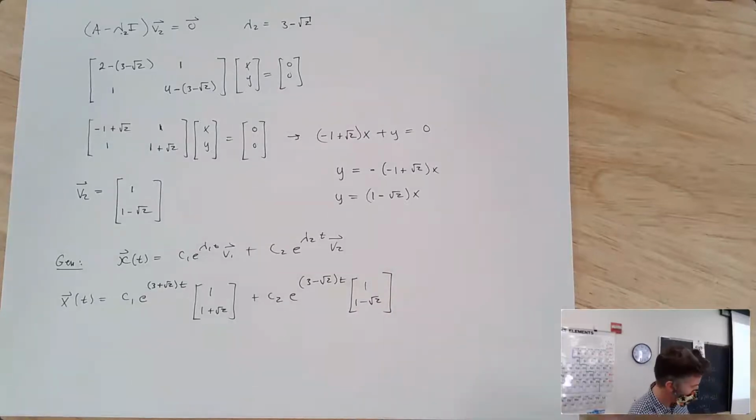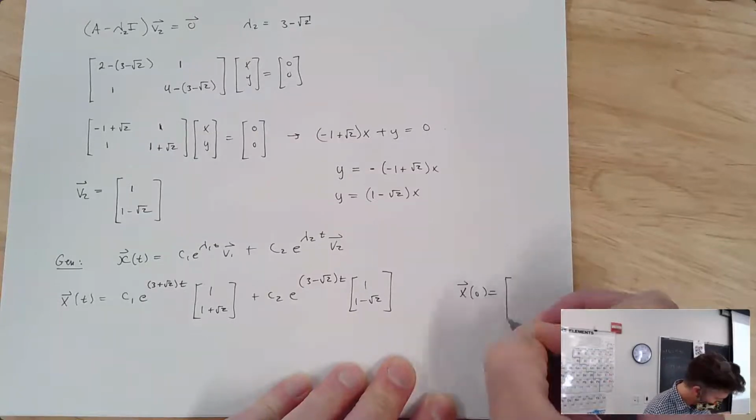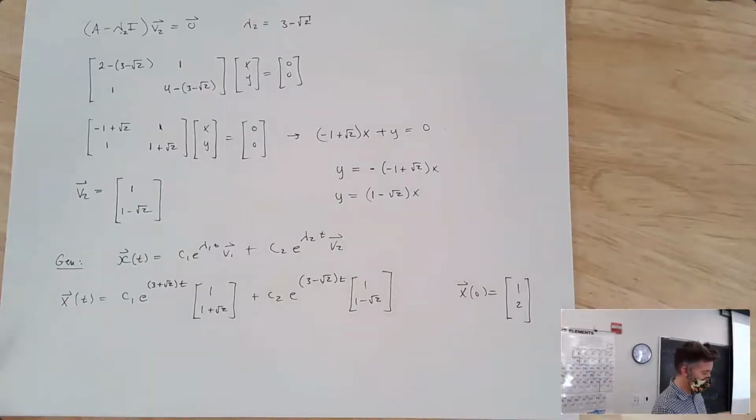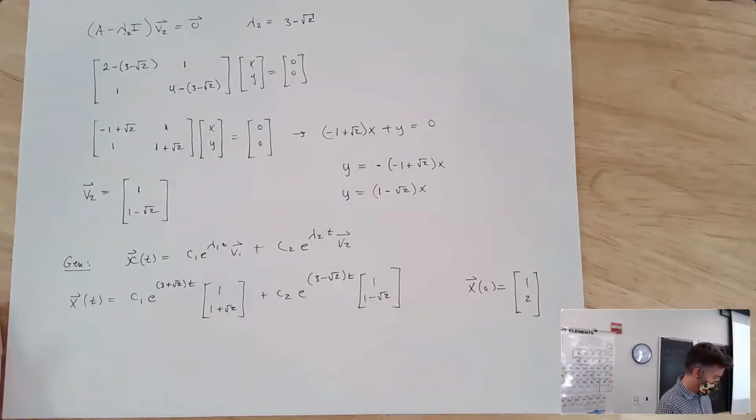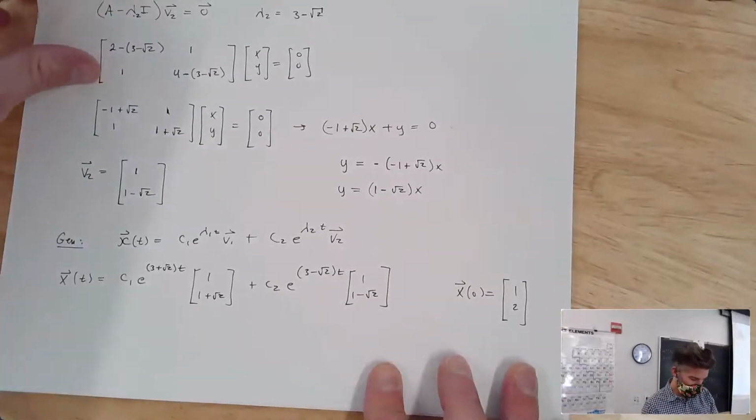And then if we want to find c1 and c2, we're going to use our initial conditions, which were, I'll remind you, x of 0 equals 1, 2, which I totally made up. It's probably going to suck. Let's find out. So let's use a new page because I feel like it's going to take a little bit of room.